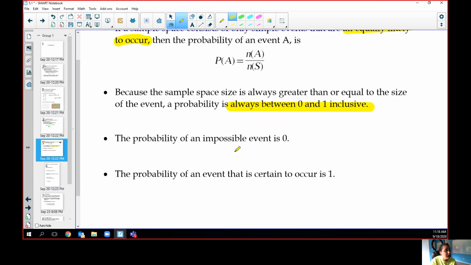That means that it can be 0 and it can be 1. So if we ever get a probability of 0, that means that the event is impossible. It is never, ever going to happen. Then if we get a probability of 1, that means that we are certain the event is going to occur. It is going to happen, and we can guarantee it. So let's look at some examples.